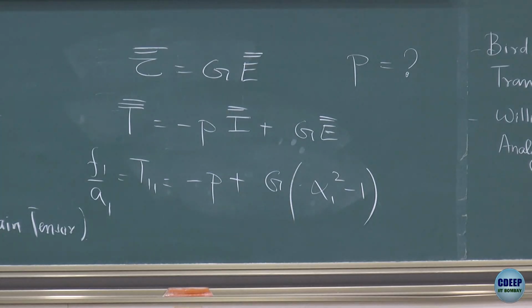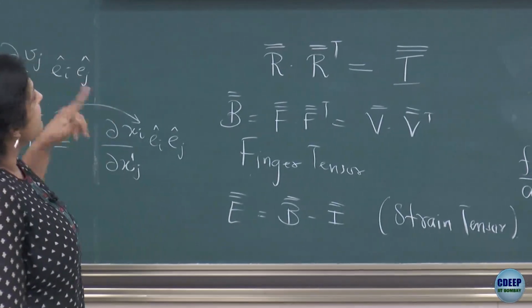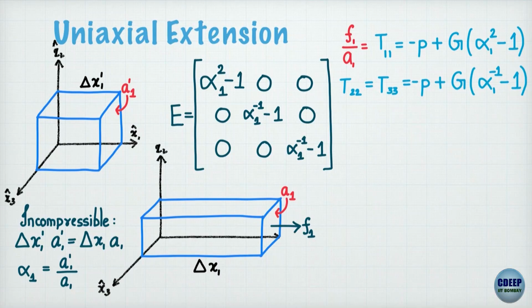So, now how do we determine what P is, or how do we eliminate P from this expression? Because ultimately we want to plot T11 versus alpha 1, right. We cannot do that unless we know what P is. G of course is a proportionality constant. What do we do with P here?